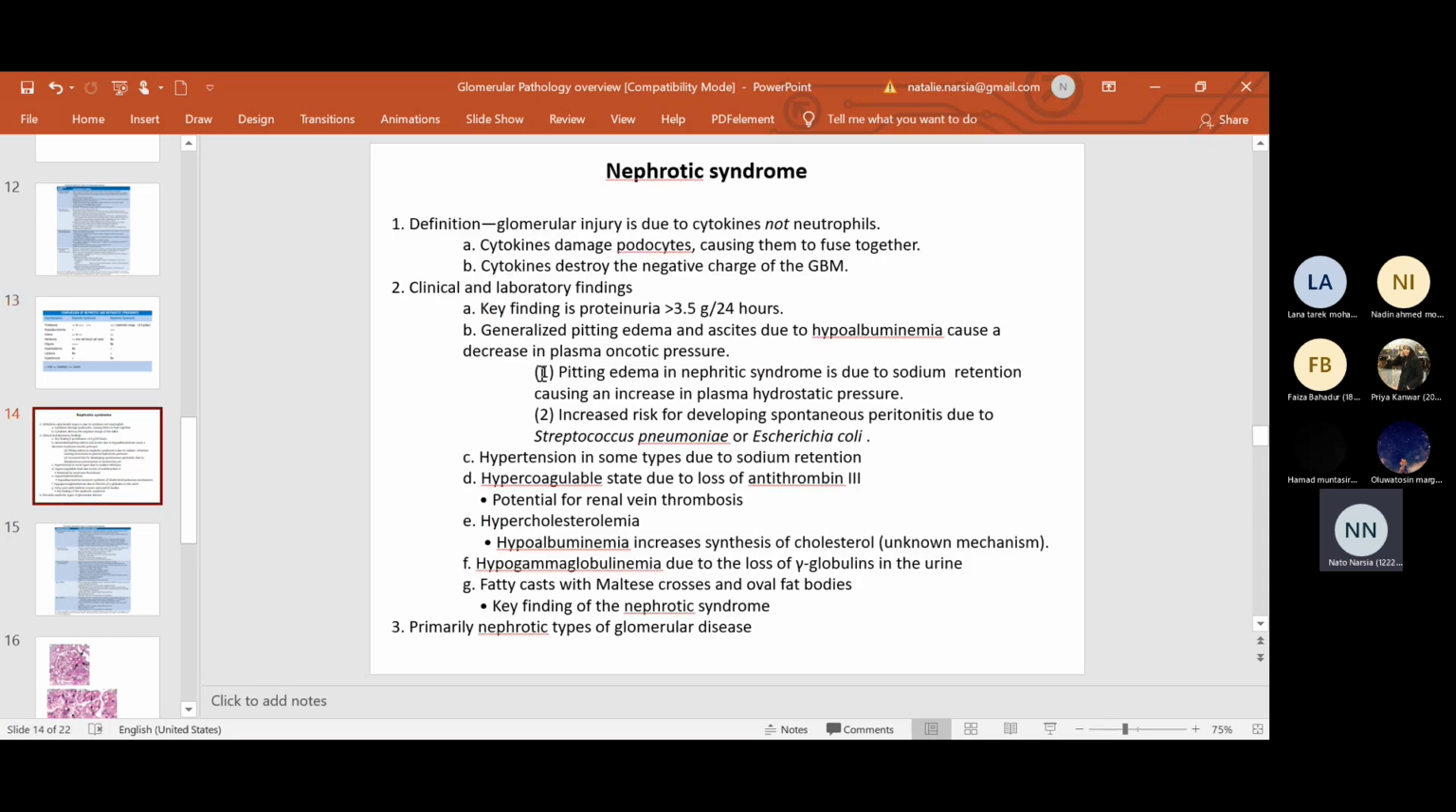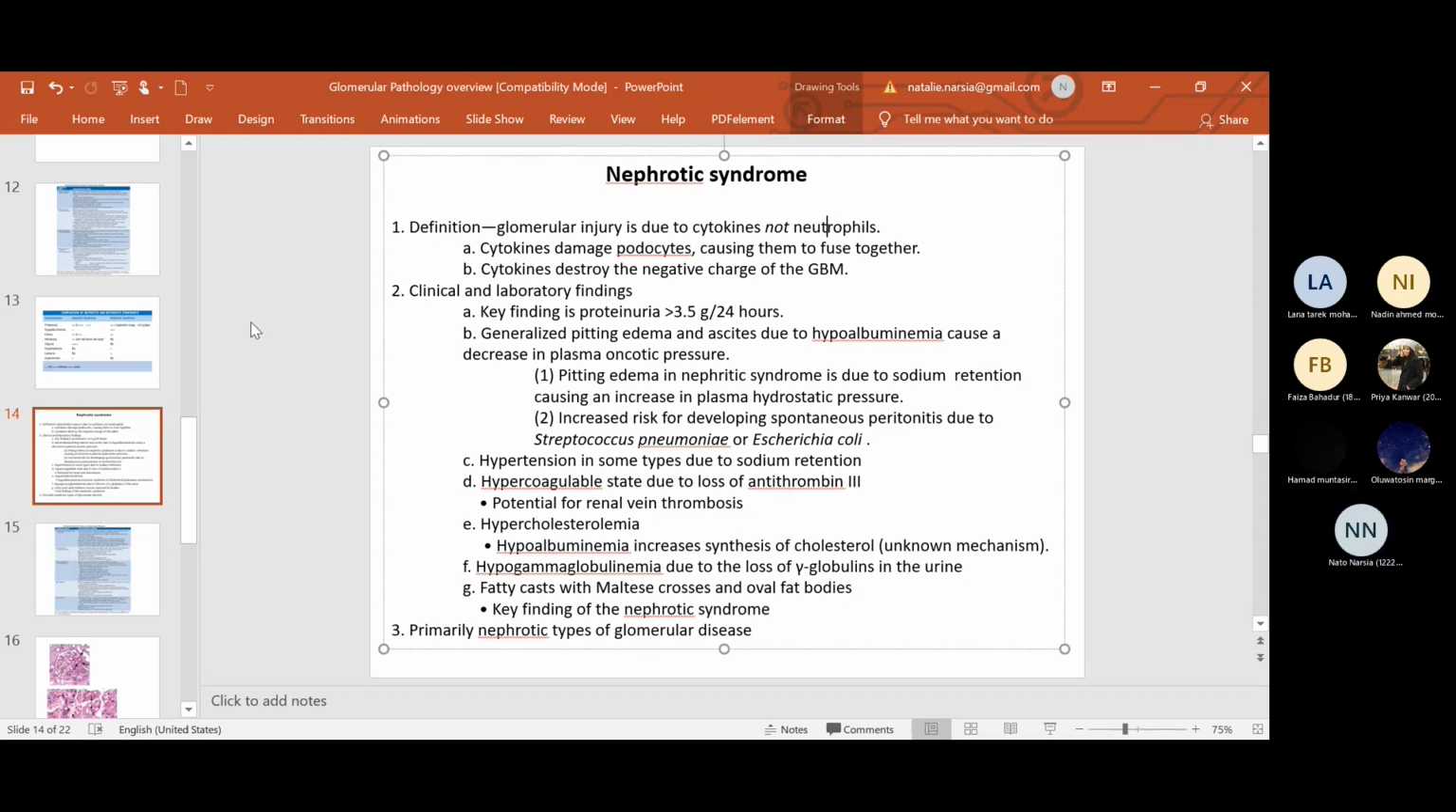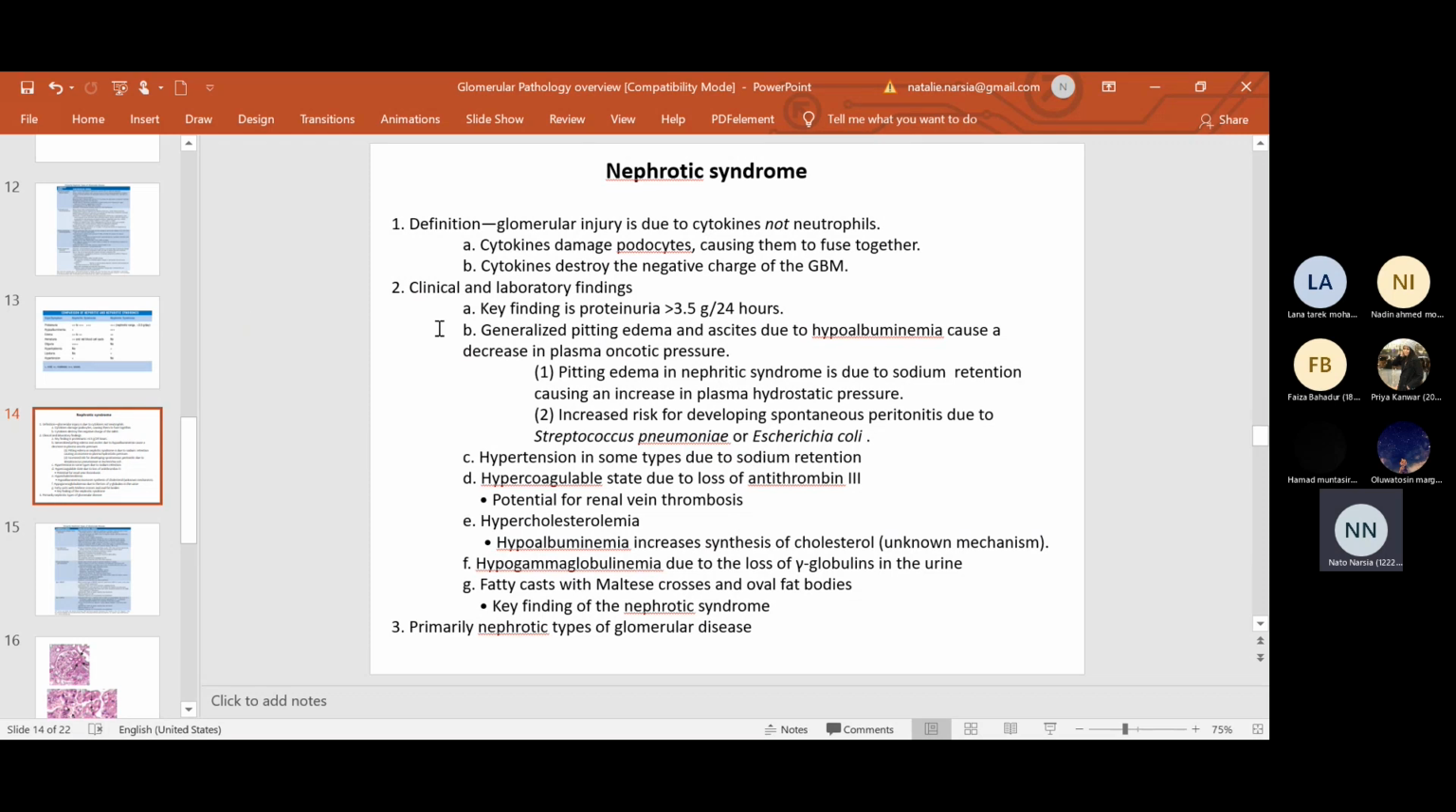Now, nephrotic syndrome definition: glomerular injury is due to cytokines, not neutrophils. That is high yield, okay? Neutrophils were important in nephritic, and here comes cytokines. Why are cytokines important, guys? I mentioned T cell mediated pathogenesis. Do you remember we mentioned T cell mediated cytokines? What do cytokines do? Cytokines hit the podocyte, and that's why it leads to damage of the glomeruli.